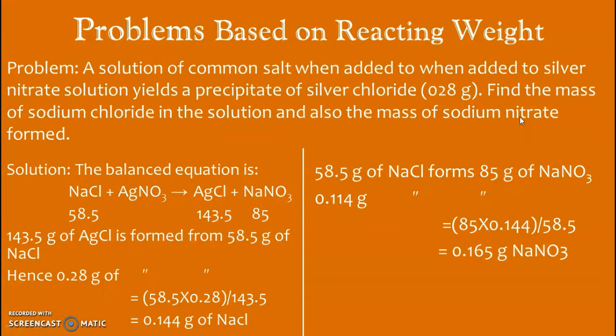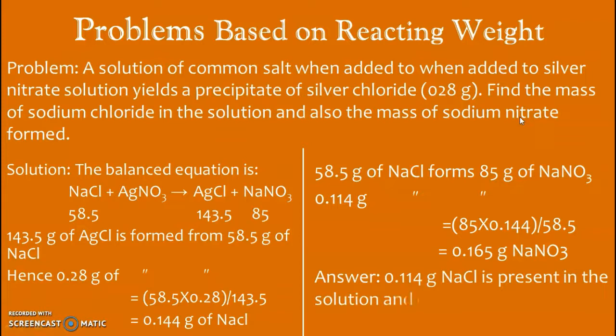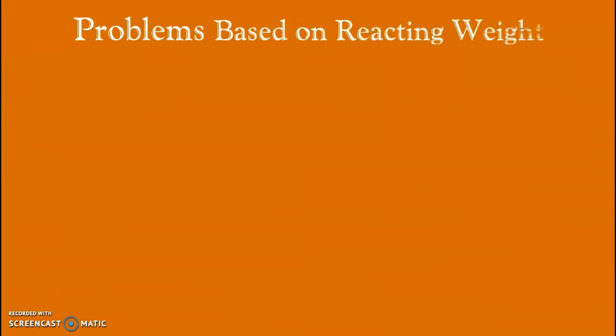So this is how we have to do it. First you have to consider the number of moles, then you can find out the molar mass for the concerned compounds, and the answer you can write here: 0.144 gram of sodium chloride is present in the solution and 0.165 gram of sodium nitrate is formed. I hope you understood. Let us go to a second example, a problem based on reacting volume.